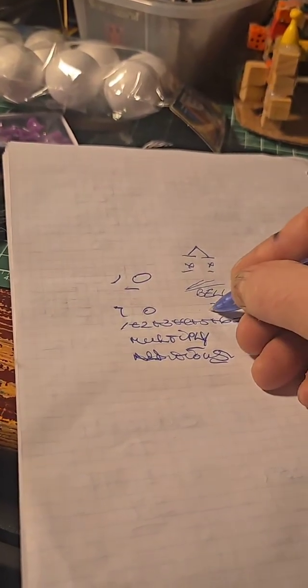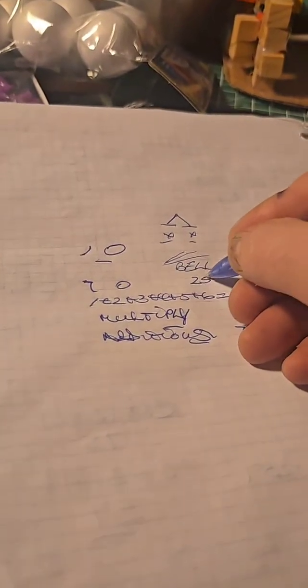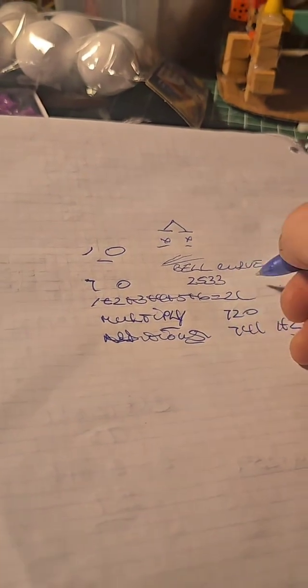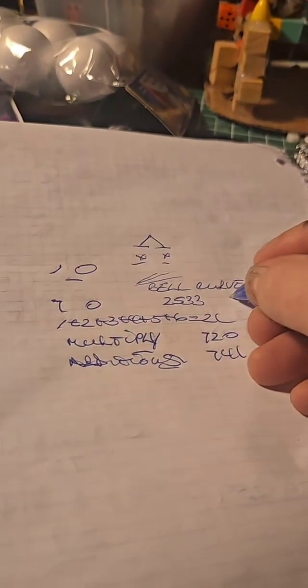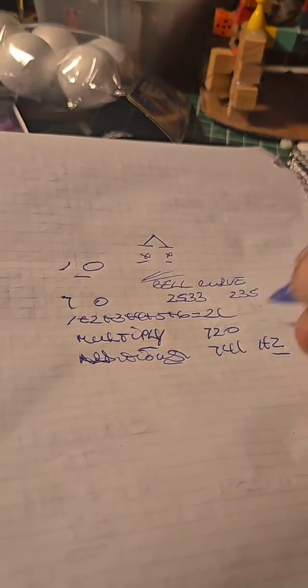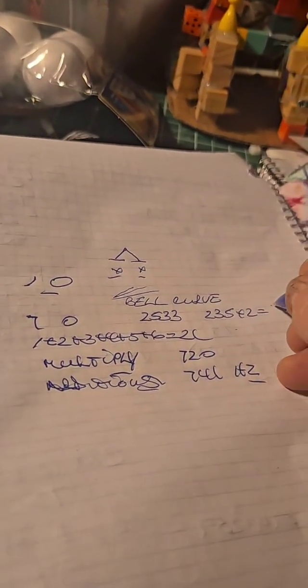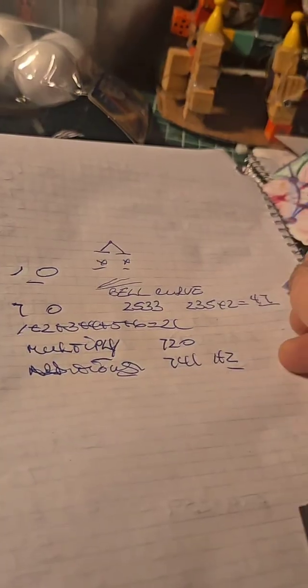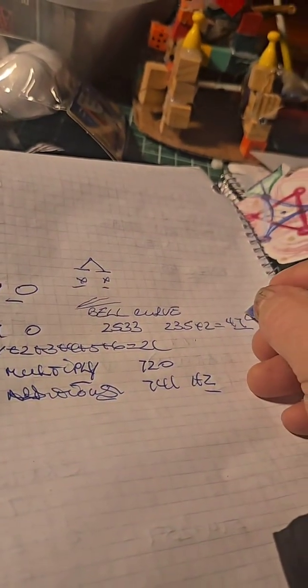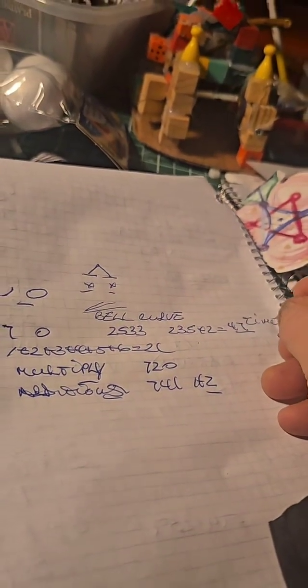The bell curve is 2, 5, 3, 3. I like to call it 23.5, like Bell Canada Enterprises. The bell curve by 2 equals 47. That's where we're at right now. This is what time is at the bell curve. For whatever reason, it's like that. Time rocks.